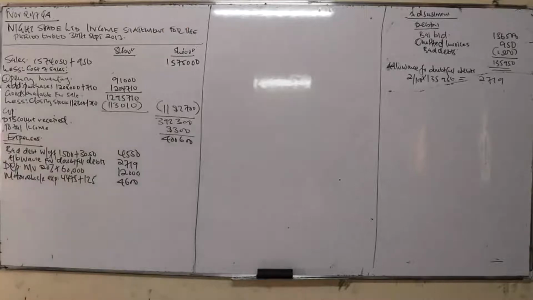And then we have also insurance. While prepaid insurance amounted to, so we have insurance here. The one that is paid is how much?